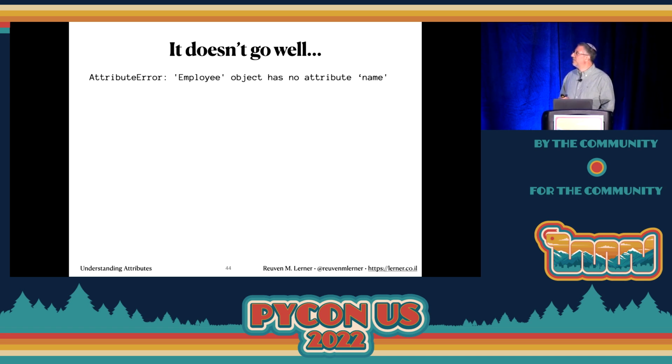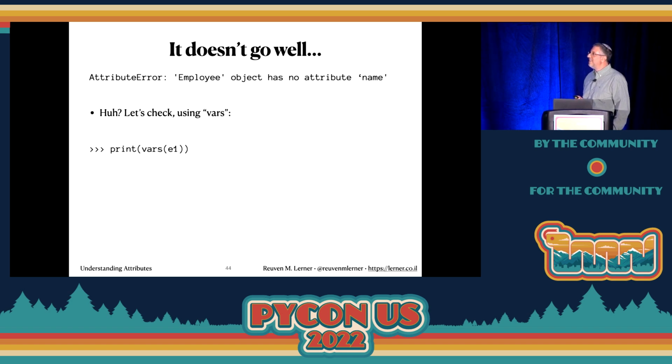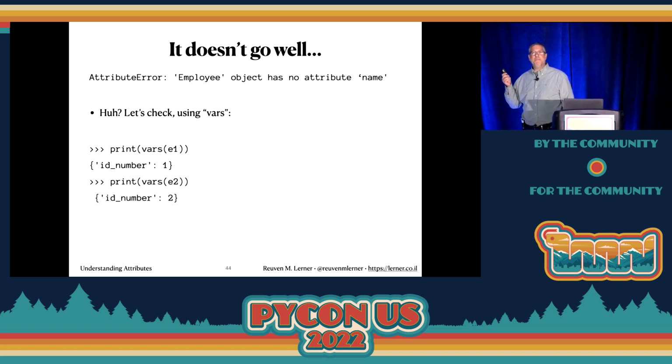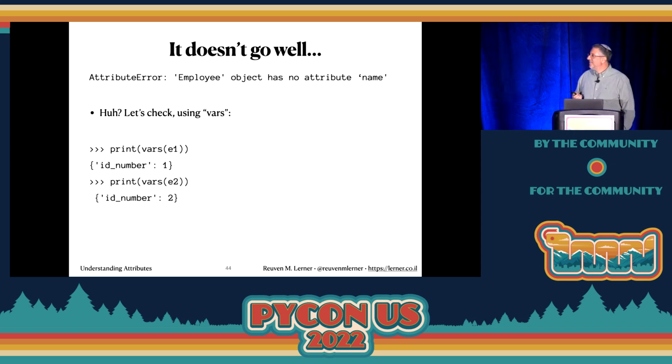Yeah, except it won't. Employee has no attribute name. And I say, what? How can that be? And I decide to run the vars function on it, just to double check. And I see that E1 has only an ID number, and E2 has only an ID number. And perhaps you feel this way sometimes at work, that they don't really believe you have a name, just a number. But that's a bug, not a feature. Or so I'd like to think.